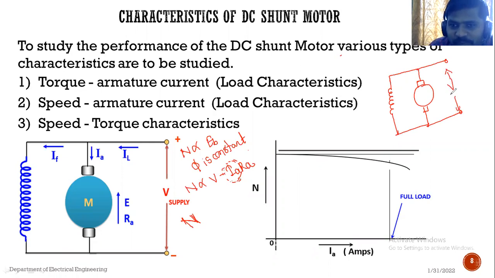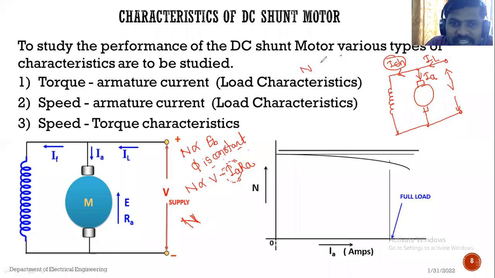Supply voltage remains constant. Here it is IL. Here it is ISH. Here it is IA. So see, the flux of the machine will be constant. That means ISH is constant. We consider ISH constant, or in case of a DC shunt motor the field remains constant. We are maintaining the field constant.